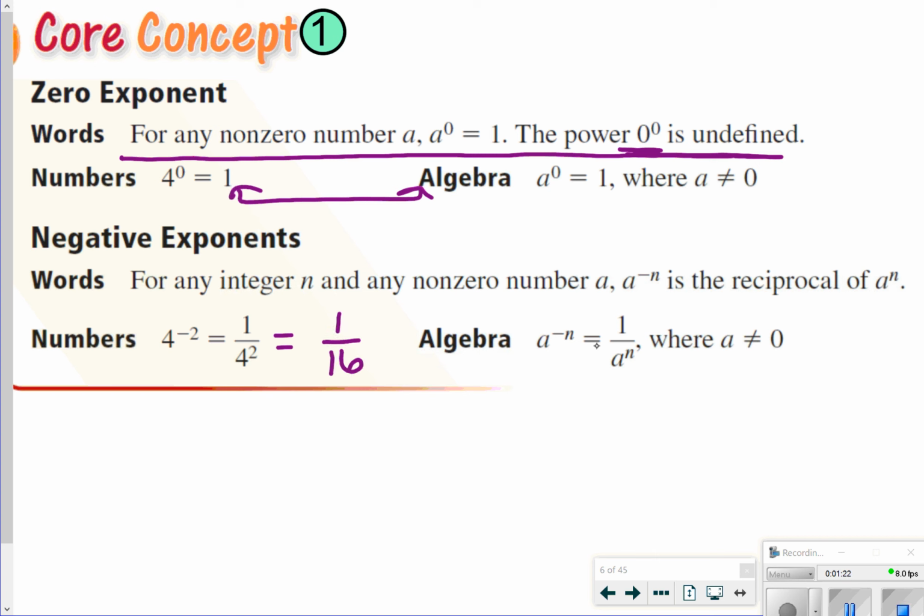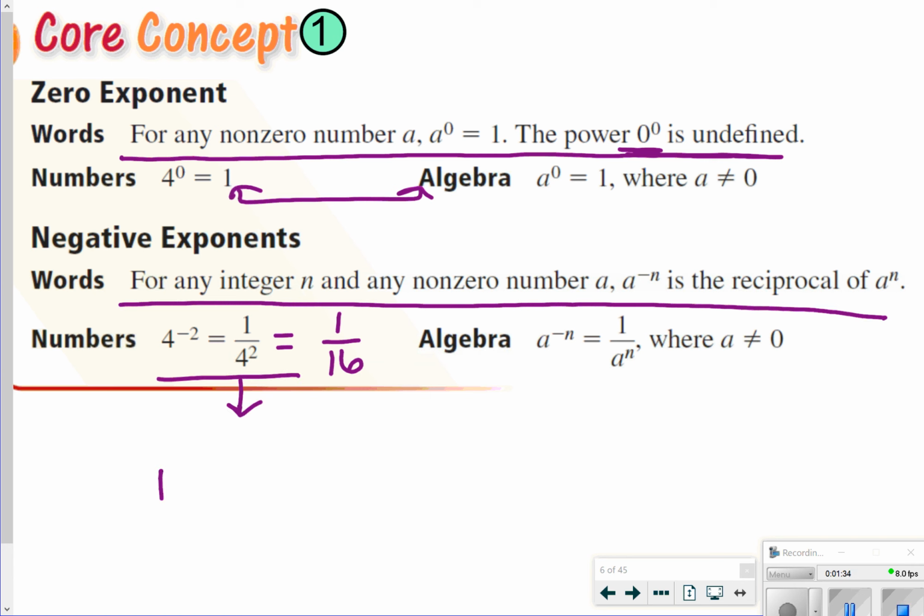The same thing is here. A to the negative n would be 1 over a to the positive n, where a cannot be equal to 0. So again, it'd be helpful to write down this sentence here for negative exponents, as well as maybe this example too. Let's go ahead and pause here for number 1, and once you're done, click play so you can see how it is done.